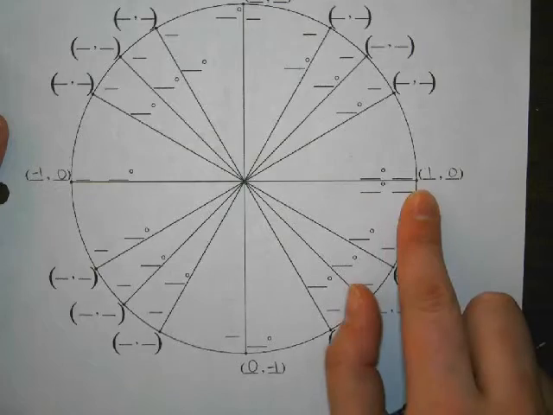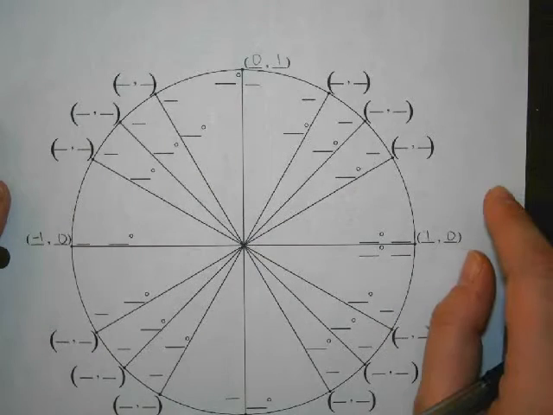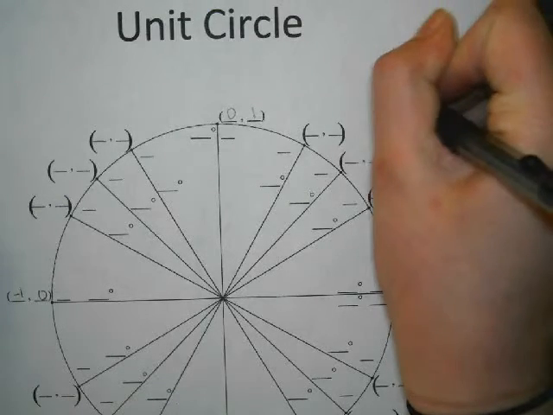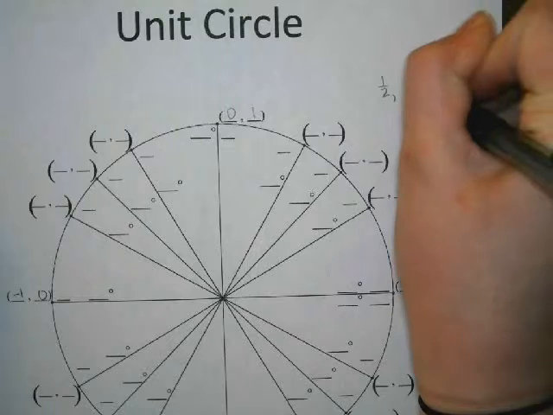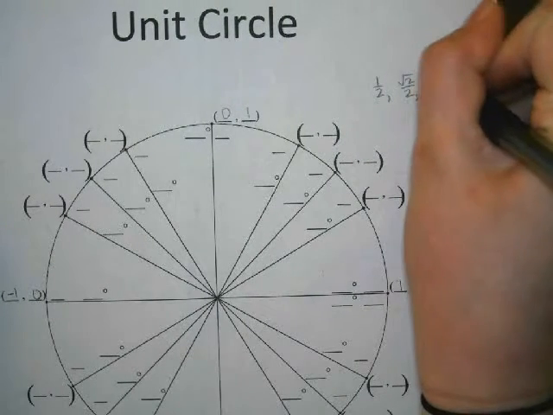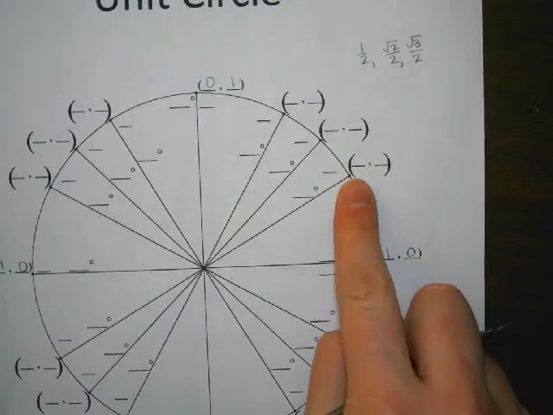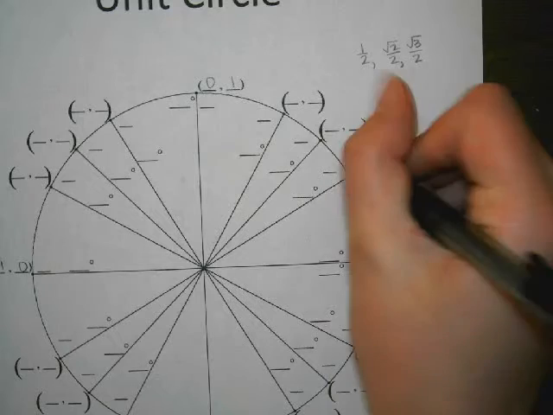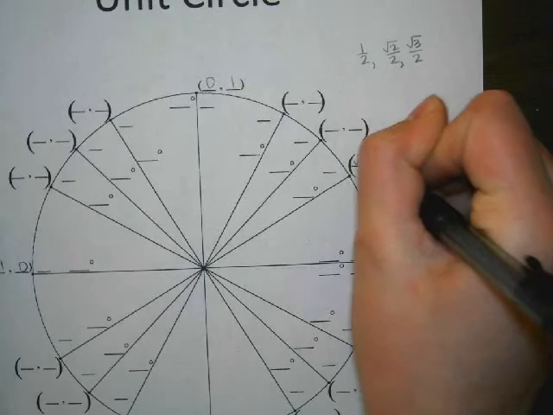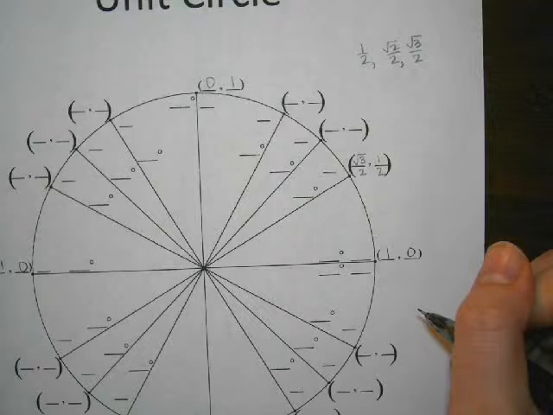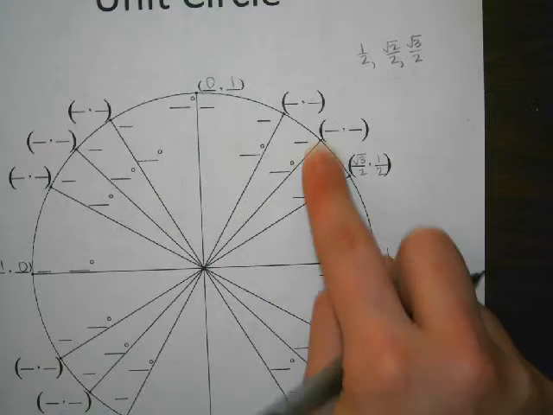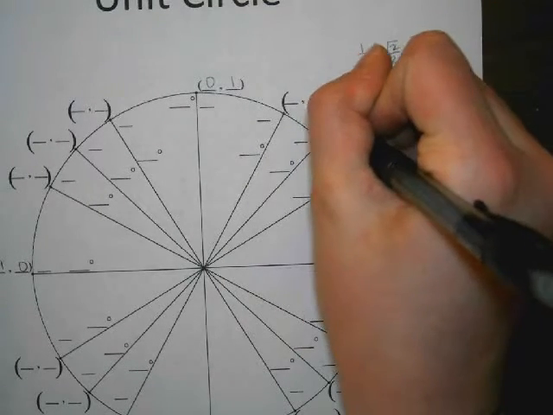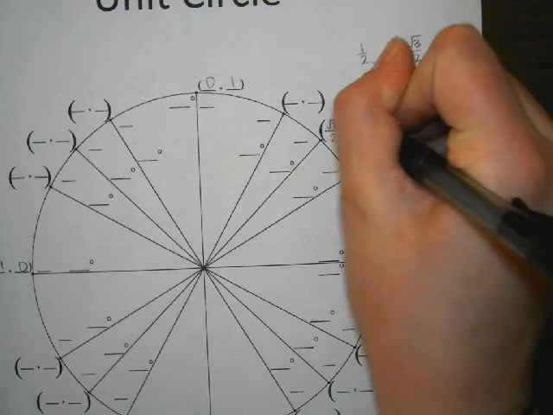Okay, so 1, 0. And then what are the other numbers that fill in the rest? We got 3 fractions: 1/2, root 2 over 2, root 3 over 2. Okay, so this first one goes to the right a lot, up a little bit. Okay, this one goes over and up the exact same amount. Root 2 over 2 and root 2 over 2.